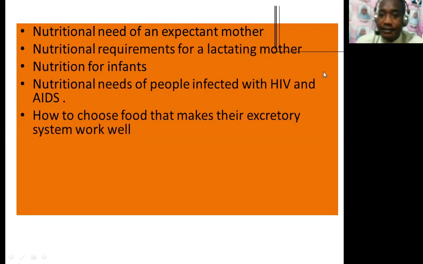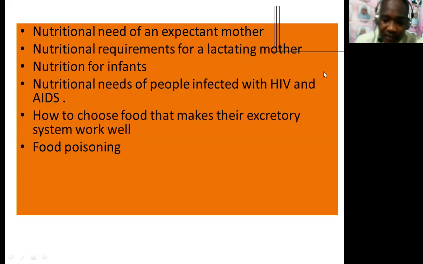Now, candidates, we move to food poisoning. Food poisoning is an illness caused by eating contaminated foods. This illness mainly attacks the stomach, but could also spread to other parts of the body.